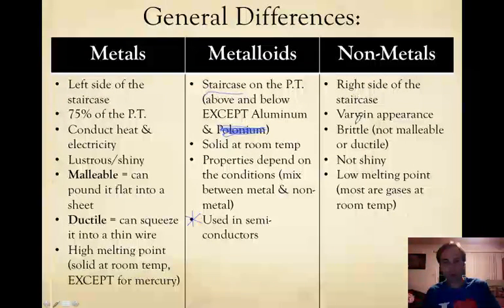They are to the right of the staircase. They vary in appearance, so they have different colors, physical properties. They are brittle, which means if I tried to pound them flat, they'd kind of shatter or turn into powder, meaning they are not malleable and they are not ductile.